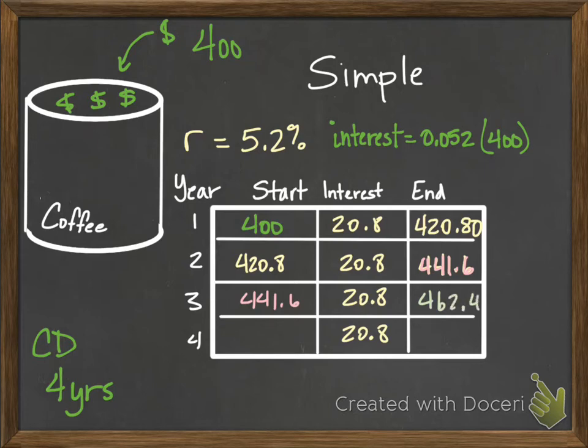And then my end value from year 3 becomes my start value from year 4, because my account grew, so 462.4. I'm going to add my $20.80 to that. And my final value at the end of my 4 years, let me put this in a bright color, is $483.20. So that's my ending value. So I put $400 in. At the end of 4 years, I got $483.20 back. That's simple interest.